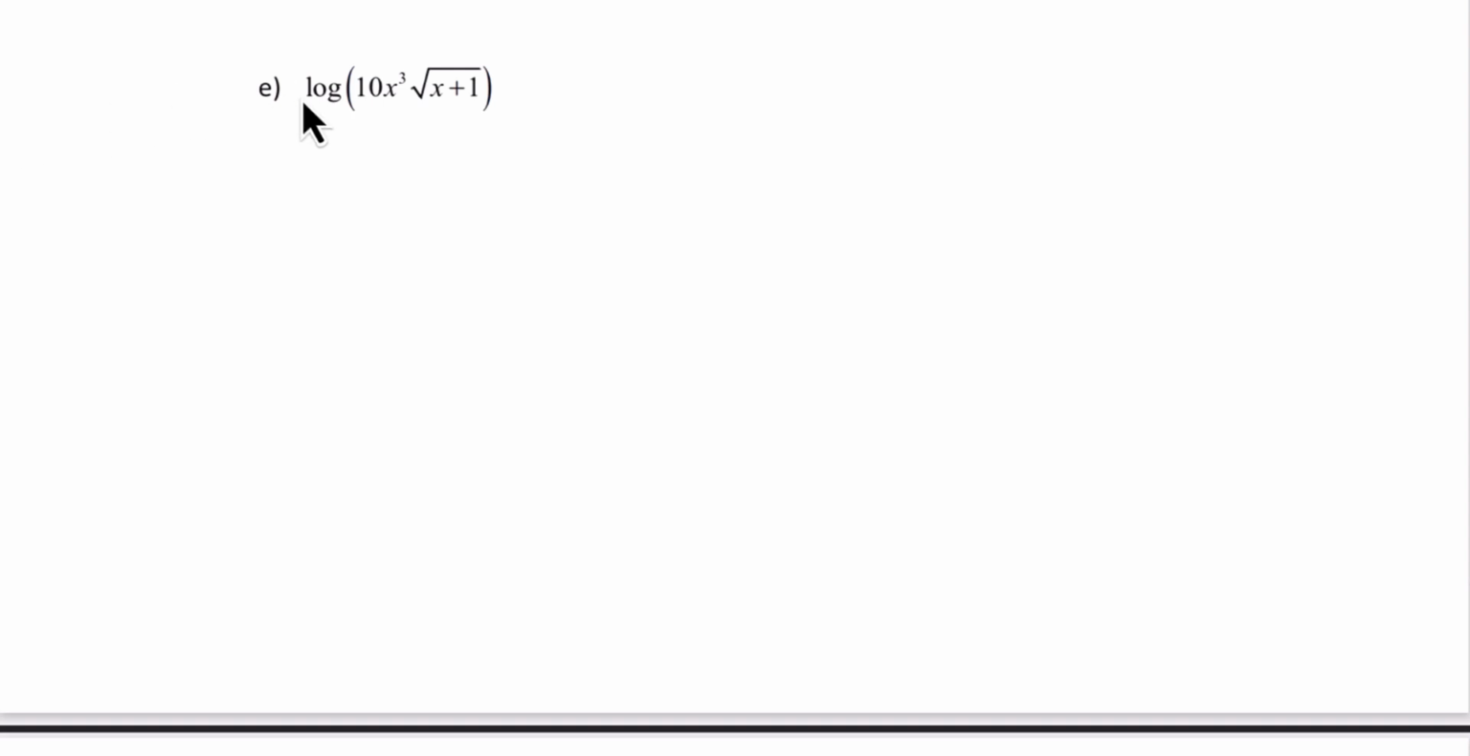Finally, in this example, we have a big product. We have 10 times x cubed times the square root of x plus 1 inside the argument. So that's going to be a bunch of addition when we expand this log. Log of 10 plus log of x cubed plus log of the square root of x plus 1.